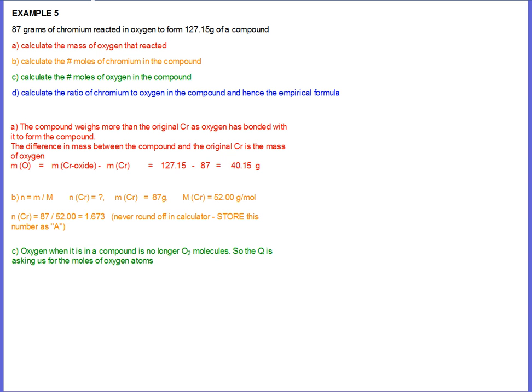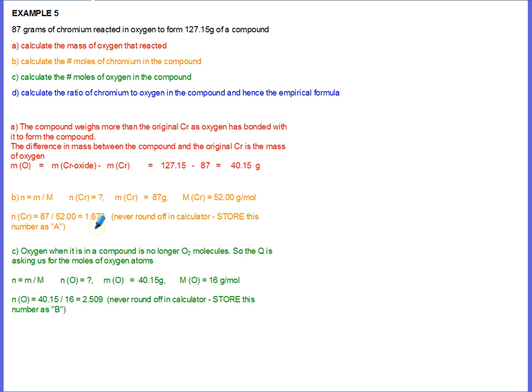On to oxygen. We're going to find the moles of oxygen in the compound, and just like in example 4, once the oxygen is in the compound, it's not in the form of O2 anymore. We want to find exactly how many oxygen atoms, not oxygen molecules, are in this compound. So number of moles equals mass over molar mass. We don't know the moles of oxygen, we're trying to find that. We know there's 40.15 grams of oxygen in this compound from what we calculated in part A, and we know the molar mass in the periodic table is 16 grams per mole. So substituting, number of moles of oxygen equals 40.15 divided by 16, which gives me 2.509. Once again, I'm not rounding off, I'm just putting that number in my calculator as B.